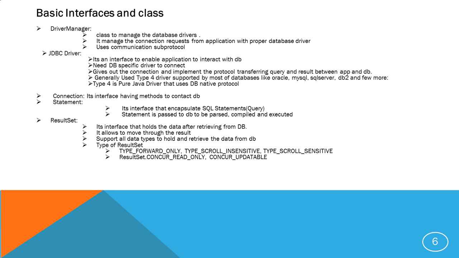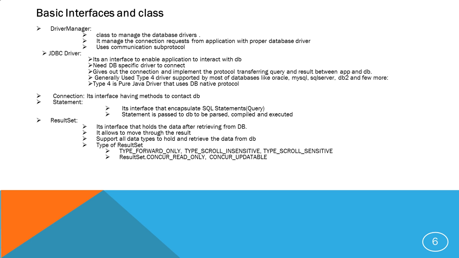Types of ResultSet: there are types of result set based on the cursor movement. Suppose there are 1,000 records in the result set and you want to move from one record to another; that is cursor movement. Based on the cursor movement, there are types of result set, and based on concurrency, there are types of result set too. Based on the cursor movement, there are TYPE_FORWARD_ONLY, TYPE_SCROLL_SENSITIVE, and TYPE_SCROLL_INSENSITIVE. These three types of result set are based on the cursor movement.